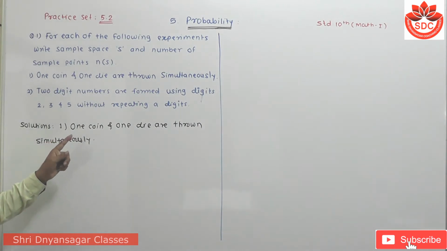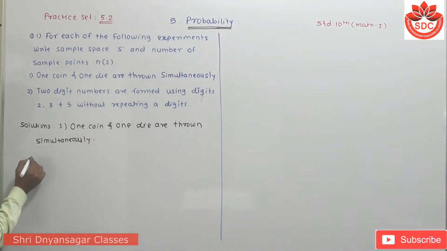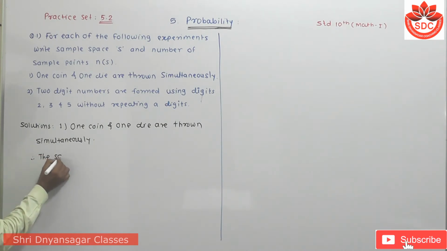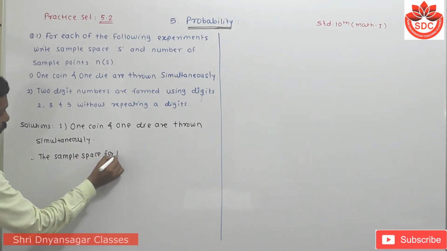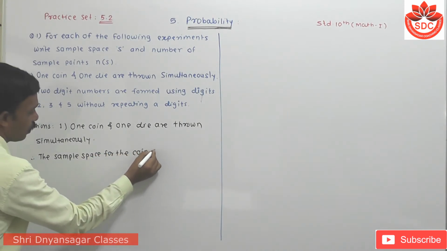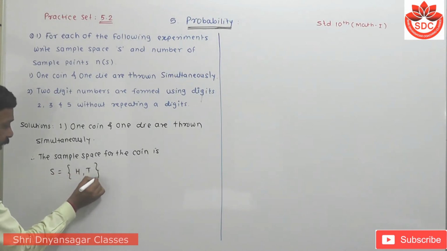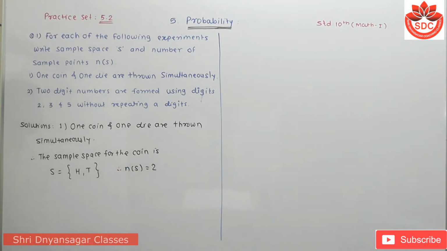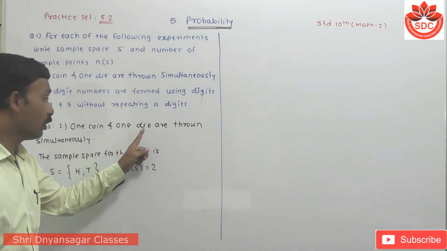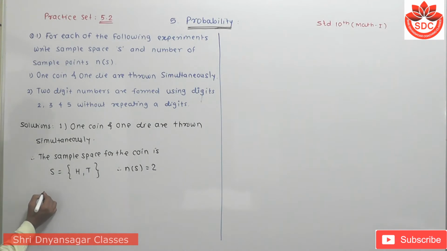Student, when one coin is tossed, the sample space for the coin is S = {H, T}, meaning head and tail. The number of sample points is how much? 2. And for a die, the sample space has 6 points.